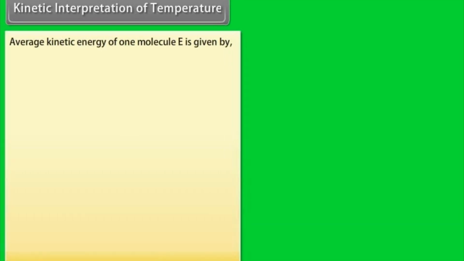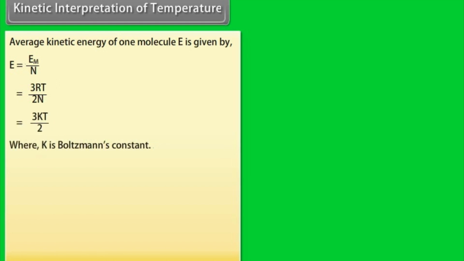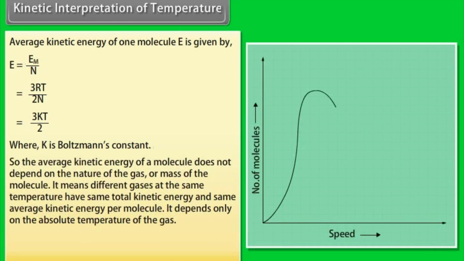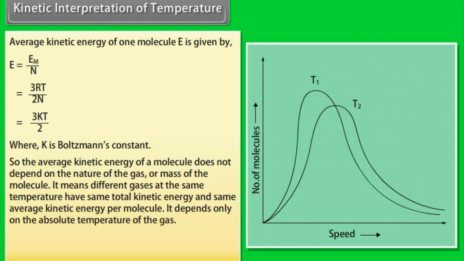Kinetic interpretation of temperature. Average kinetic energy of one molecule E is given by E is equal to Em upon N is equal to 3RT upon 2N is equal to 3kT by 2, where k is Boltzmann's constant. So, the average kinetic energy of a molecule does not depend on the nature of the gas or mass of the molecule.